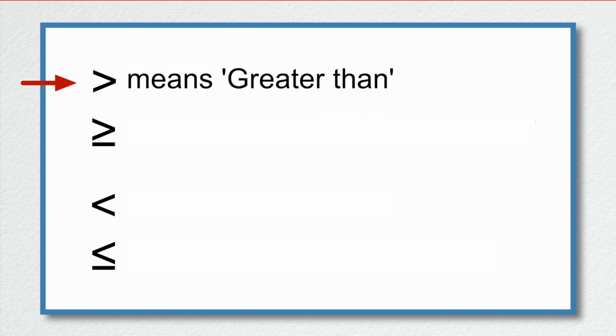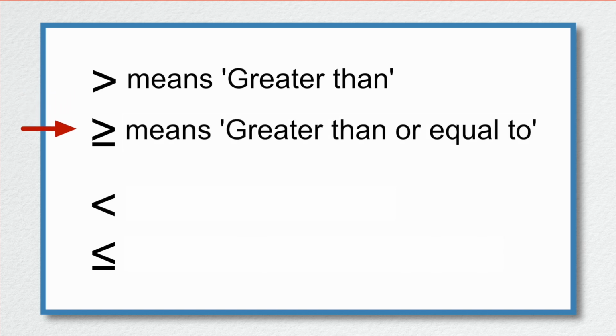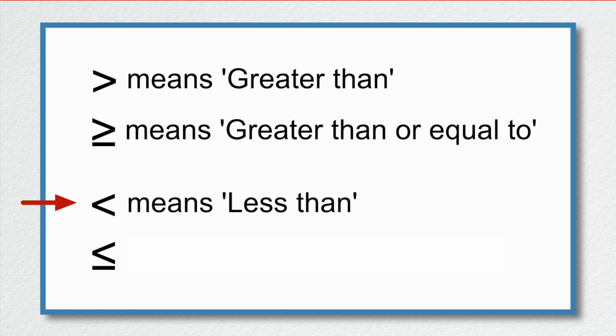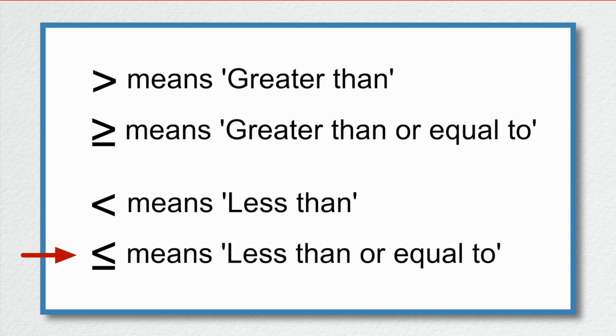So here are the symbols for inequalities. This symbol means greater than. This symbol means greater than or equal to. This symbol means less than, and this symbol means less than or equal to.